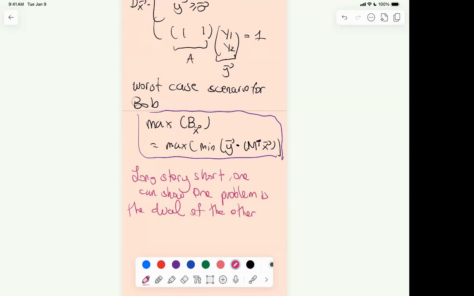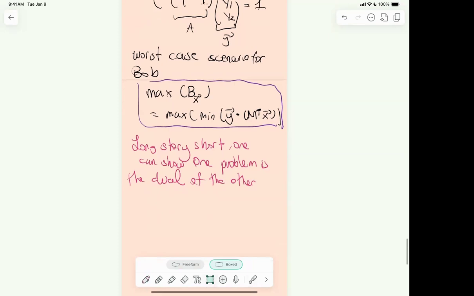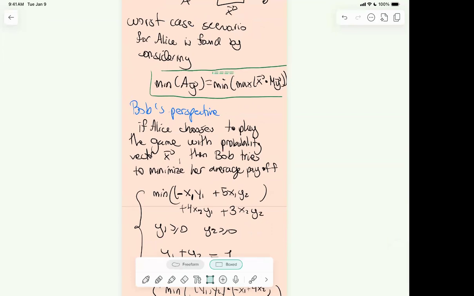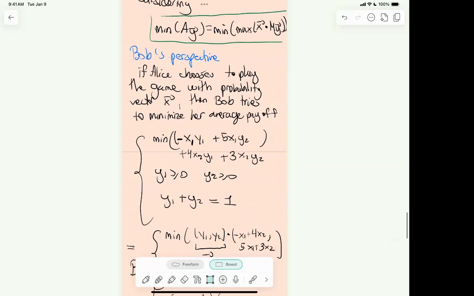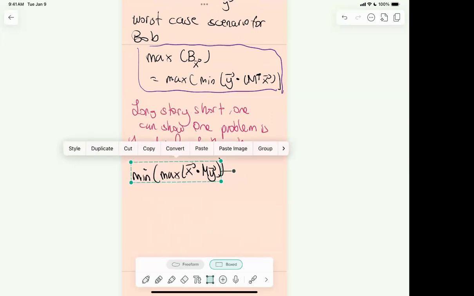If you remember, the duality theorem said that the max of the optimization function is the minimum of the other function. So that boils down to saying that these two have the same value. So that means that if they play the game randomly, the worst case scenario for both of them gives the same payoff, the same average value. This is called the von Neumann minimax theorem.